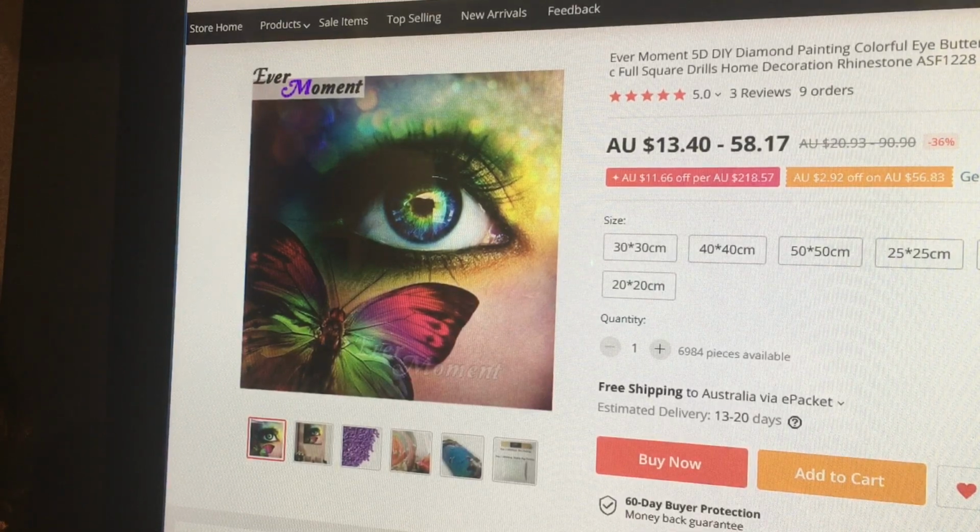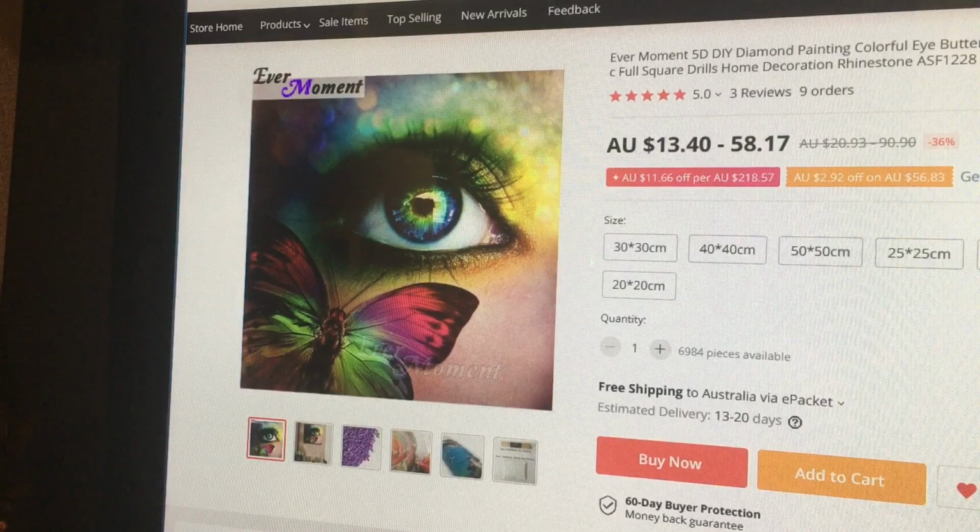So what you're looking at is an image that I have ordered. As you can see, that's from Evermoment, but it's an image that I have ordered from 4 different stores. It's going to be the exact same image from the 4 different stores in the exact same size, which will be a 25 by 25, all of them in square, except for one, which will be in round in a 25 by 25.